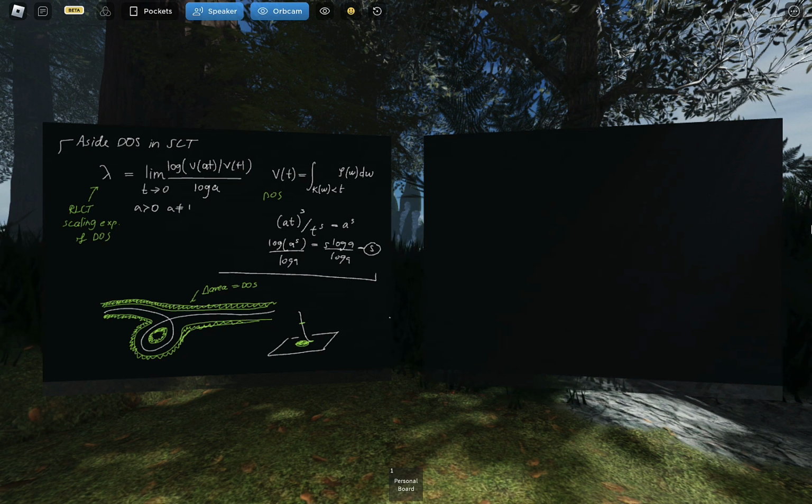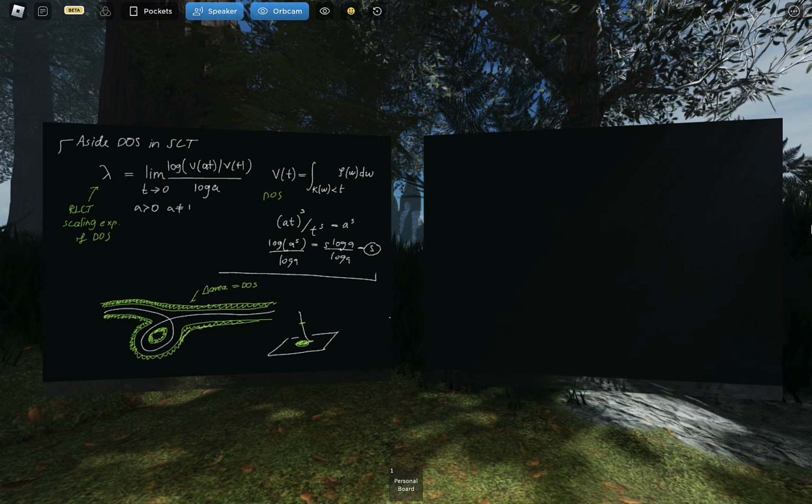I want to clarify that the density of states in SLT is actually the instantaneous rate of change of V of t. So it's a derivative with respect to t of that quantity. So there's a derivative missing in the definition on the board, if I remember correctly. Well, you can formulate it differently and talk about it as a derivative, but I believe the formula for the RLCT is correct. Yeah, the formula for the RLCT is correct, yes.